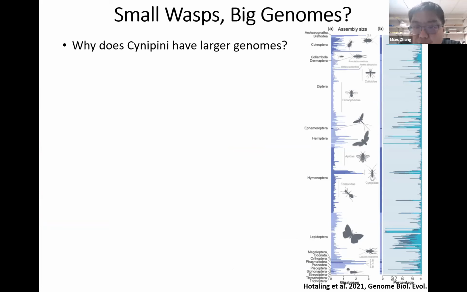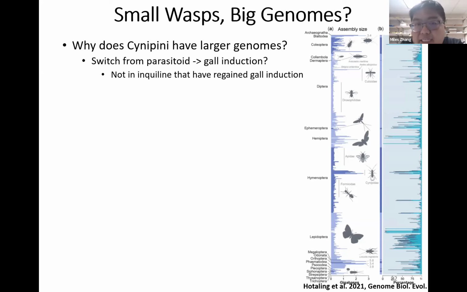What's immediately interesting to us is that Cynipini have relatively large genomes within Hymenoptera. In fact, they probably have one of the largest in Hymenoptera, although their size is obviously not as big as some of the other ones. And their genomes are way larger than the inquilines. So there's something weird going on here. Why do they have large genomes? One possible explanation could be the switching of lifestyles from parasitoid to gall induction. Maybe you lose some of this information, for lack of a better term, but that's not the case.